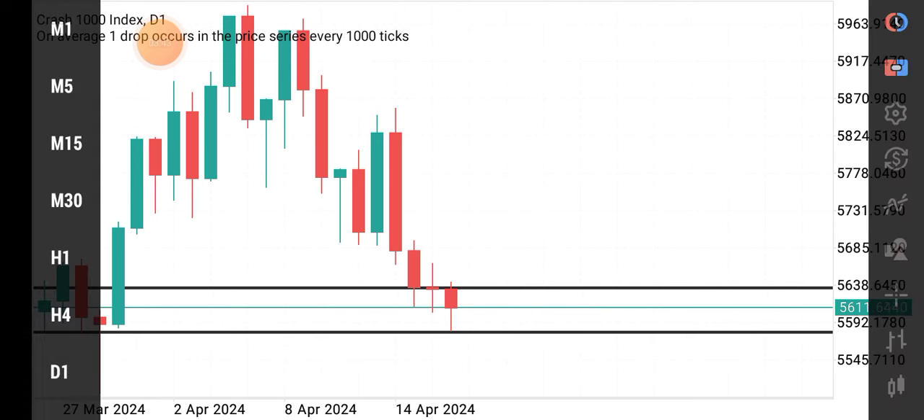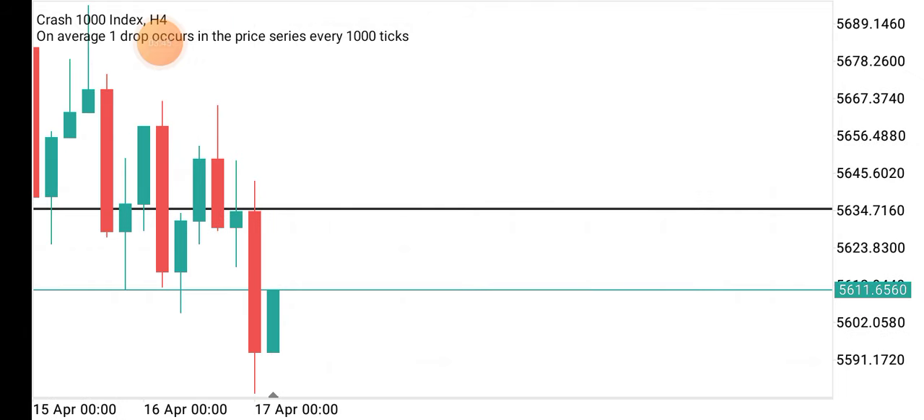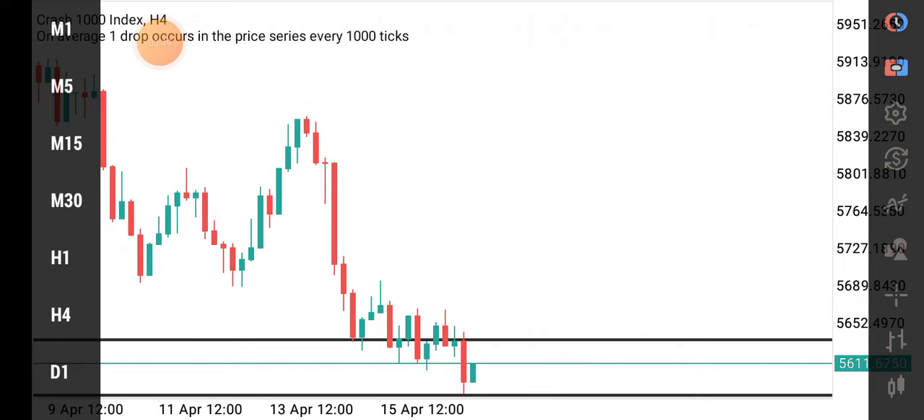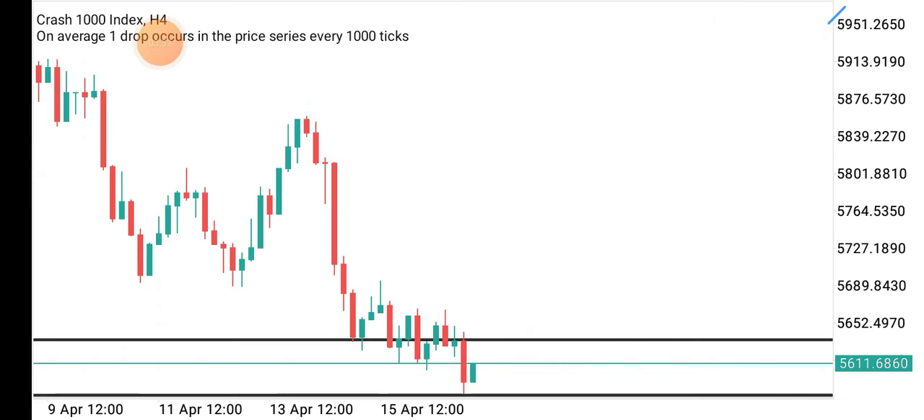So let's go to the 4 hourly time frame. On the 4 hourly time frame, you can see what is happening. The market is giving us this kind of structure right here. This structure signals the possibility that the market is going to change direction to the upside.